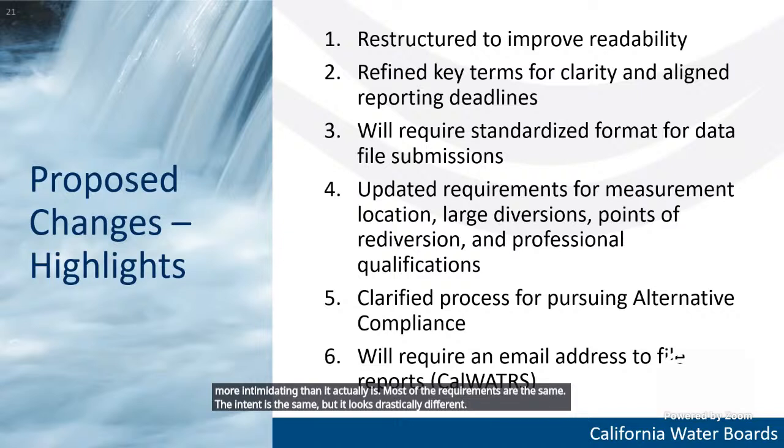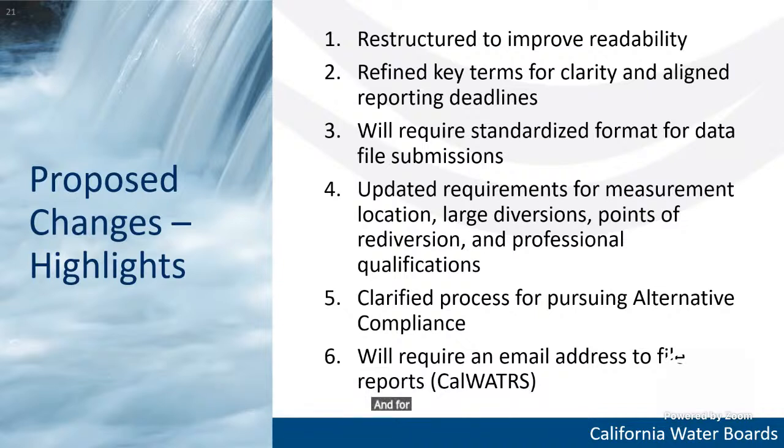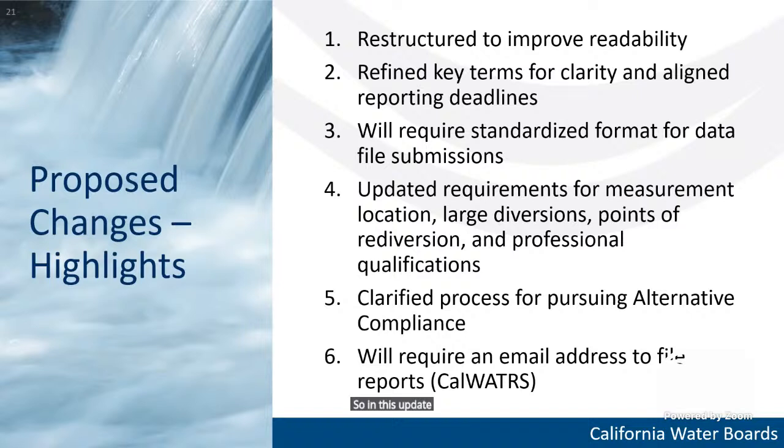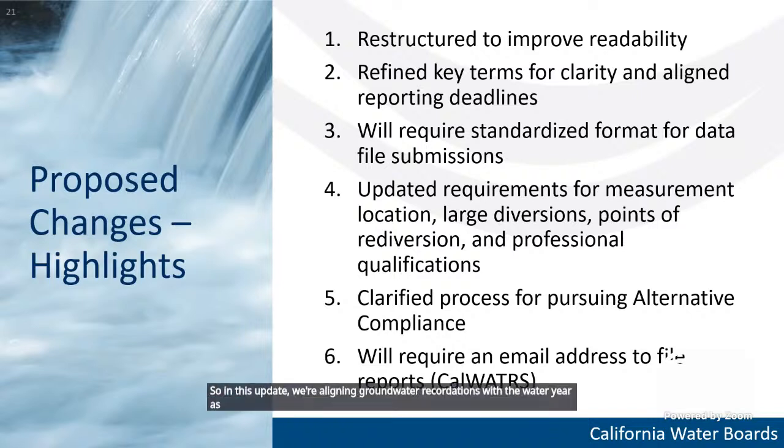We've refined some key terms. Notably, we've removed the distinction between a measuring device and a measurement method. Now, if it collects data, if it measures, it's considered a measuring device. And for aligning the reporting deadlines, currently groundwater recordations are based on the calendar year, whereas all other water rights are based on the water year, which spans from October to September. So in this update, we're aligning groundwater recordations with the water year as well for consistency.